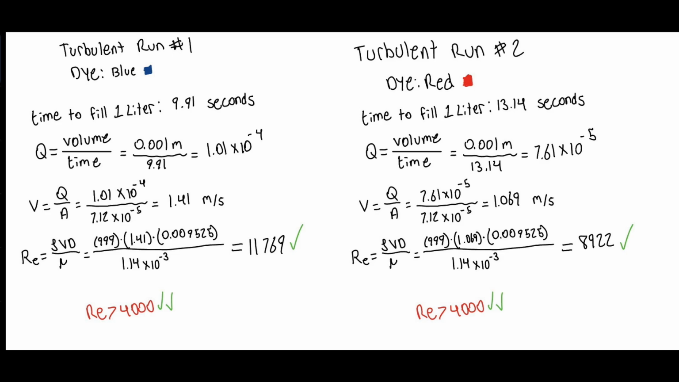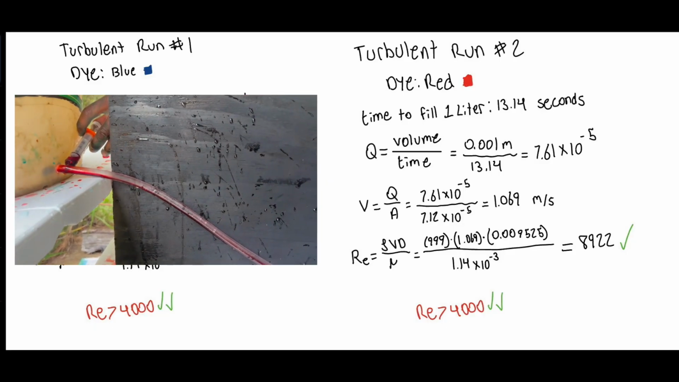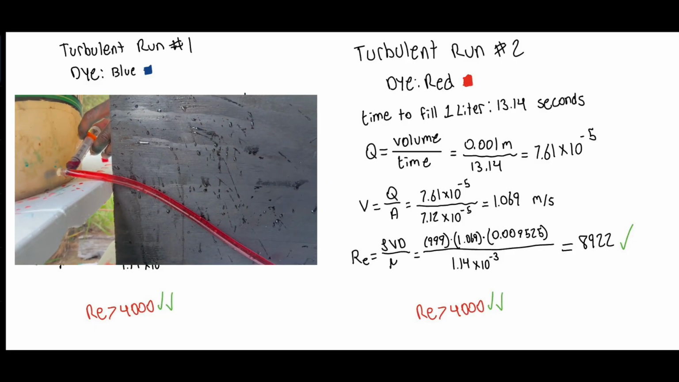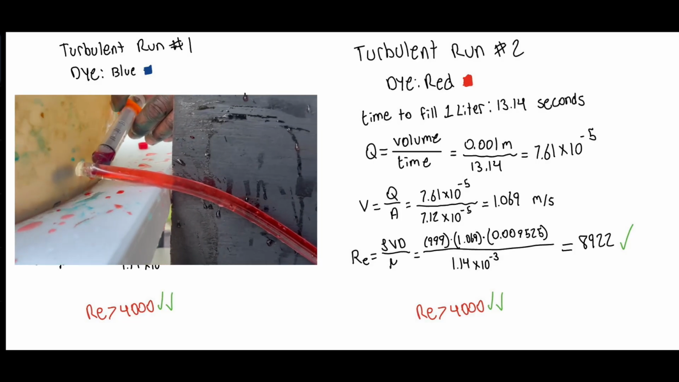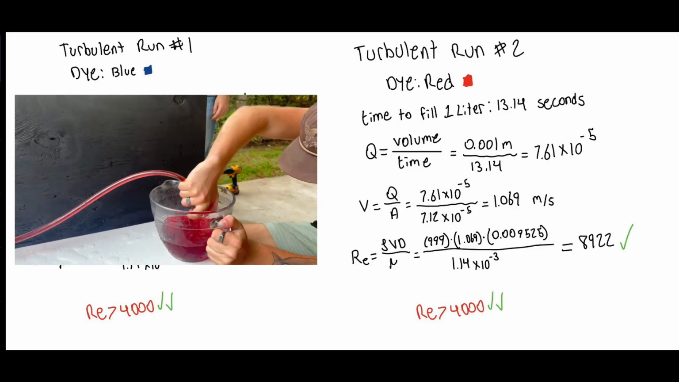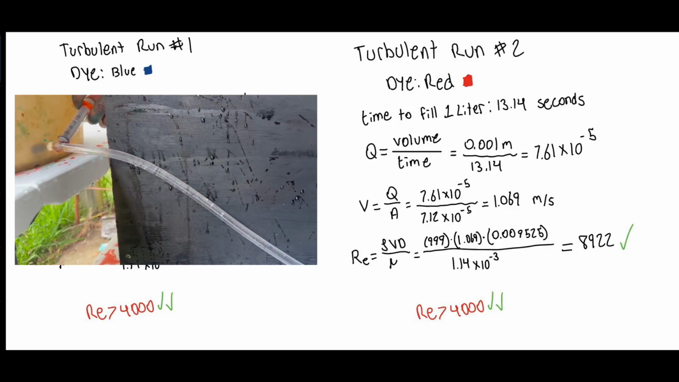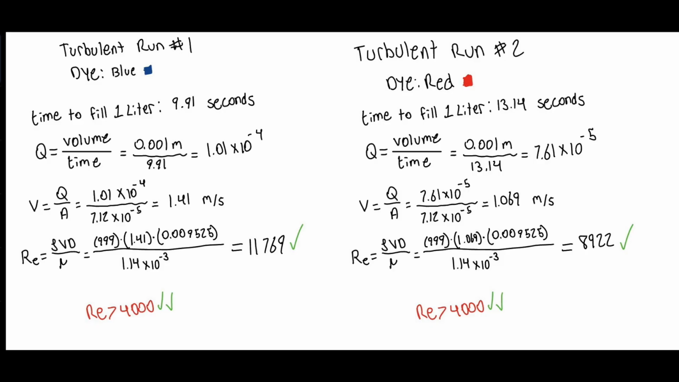So for our turbulent test number 2 with the red dye, it took 13.14 seconds to fill the liter. From there, we calculated our flow rate to be 7.61 x 10^-5. And then from the manipulated flow rate equation, we got our velocity to be 1.069 meters per second. And from our Reynolds number equation, we got a value of 8,922, which is well over the 4,000 mark, showing that it is a turbulent flow.